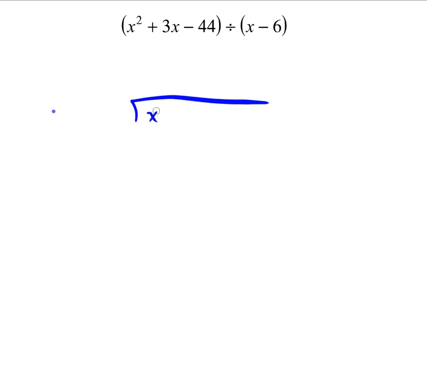So I have x squared plus 3x minus 44. And I'm going to divide this now by x minus 6. And you can actually probably do this one now by yourself. Go ahead and give it a shot. Pause the video and let's see what you get.